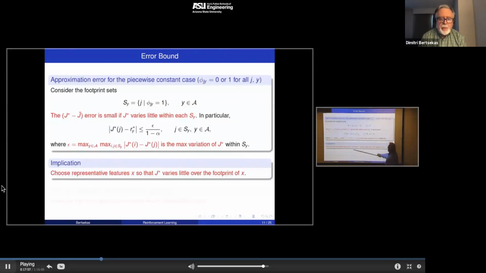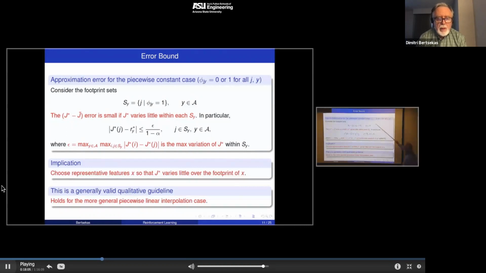So the implication here is that you ought to choose representative features so that J star varies little over the footprint of x. And this is true for this piecewise constant case, but it's generally true in the aggregation schemes. Roughly true, although it's hard to write a precise result. So that gives you a guideline which is sort of supportive to what I mentioned earlier, that you should choose feature maps such that states with roughly equal J star have roughly equal features, and also that you should be choosing the representative features so that within their footprint, J star does not vary much.